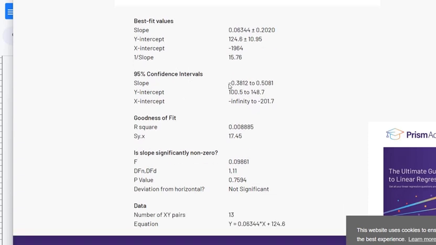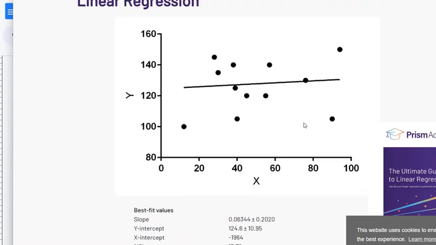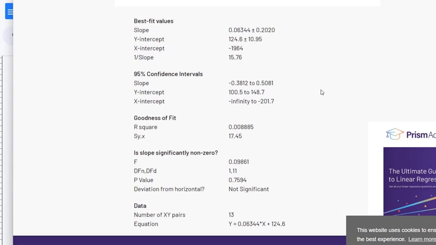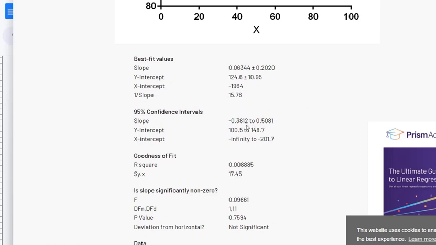The other way of making that conclusion is to look at their confidence interval for the slope. They said the slope is somewhere between negative 0.38 and 0.5. So 0 is a significant possibility here. You could have a slope of 0. And if you have a slope of 0, that means the increase in one variable is causing no increase or decrease in the other variable. So all signs are pointing to no statistically significant correlation.